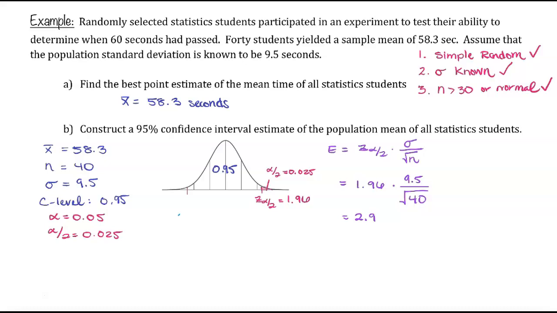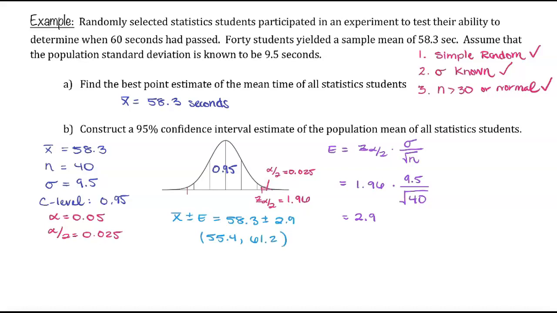Now we can calculate our confidence interval by taking the sample mean plus or minus the margin of error. That's 58.3 plus or minus 2.9. This gives us an interval from 55.4 to 61.2.